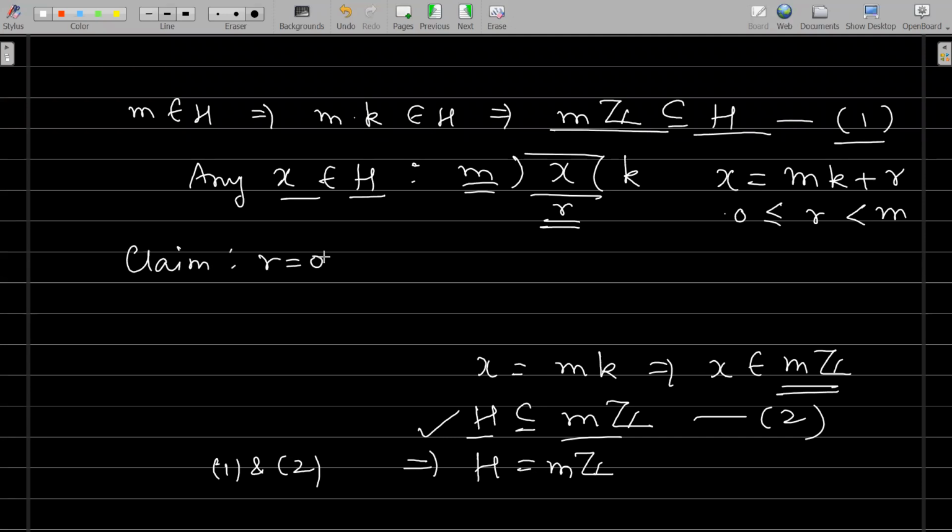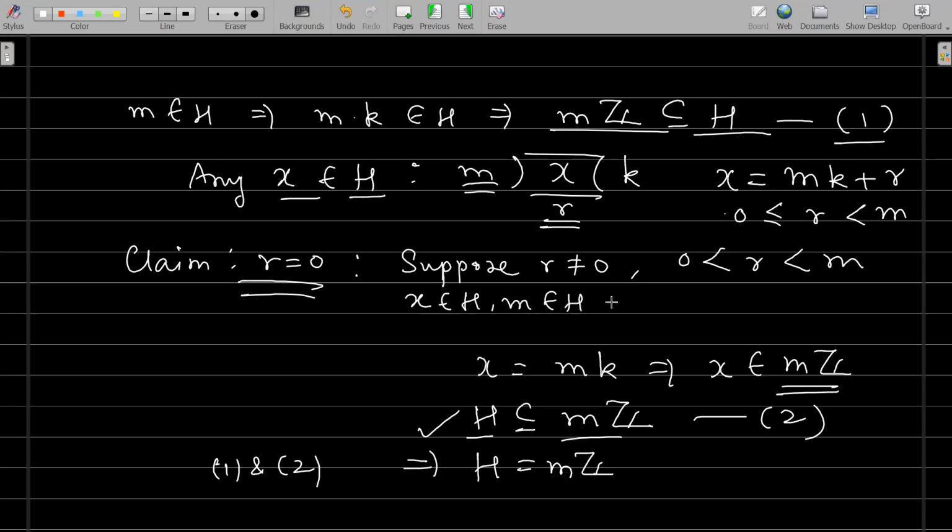Okay. Now see, my claim is, in fact, that R must be 0. And once R is 0, I'll get X equal to MK. Once R is 0, that will imply X belongs to MZ. Now, why should R be 0? What will happen if R is not 0? Let's see. Suppose, if possible, R is non-zero. But if R is non-zero, then R will be positive, and R will be less than M.